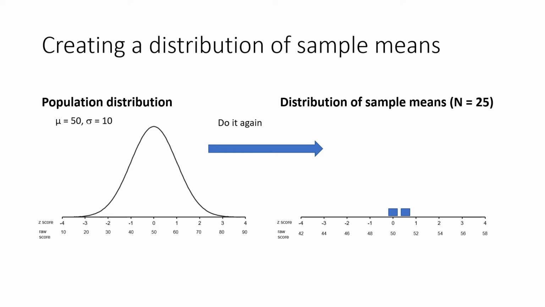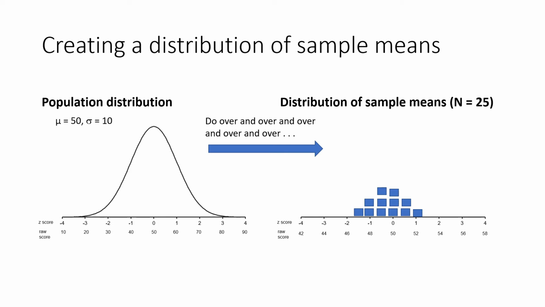Then I'm going to do it again. So I'm going to take the 25 people from the previous sample and throw them back into the distribution. Then I'm going to randomly select 25 people. So it's possible that I could get the same people in the second study, or at least some of them. So I'm going to do that again, and then I'm going to plot that mean. And then I'm going to keep doing this over and over again until I get every single possible combination of 25 people from the population.